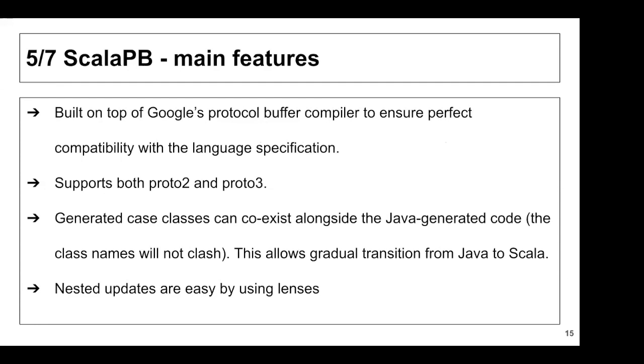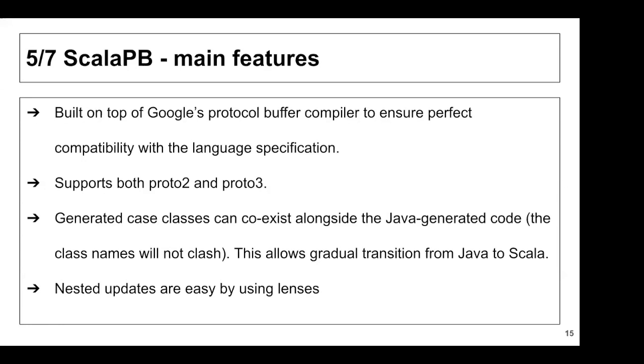And if you are using some Java code to serialize or deserialize your messages and you want to take your code to a Scala part, in ScalaPB both codes can coexist at the same time. So with time, the transition from Java to Scala is very easy.